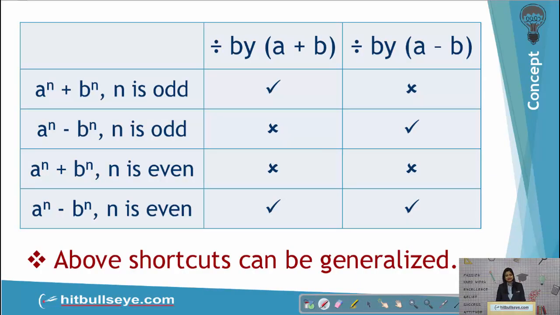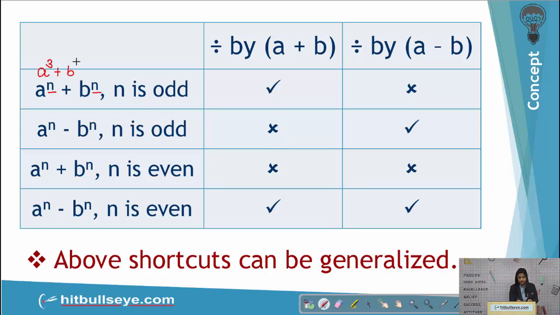Now we will discuss a new type of divisibility questions. Before starting questions, let us see the shortcuts. It says that a raised to power n plus b raised to power n, if n is odd, it will be divisible by a plus b, but it will not be divisible by a minus b. Let us take an example. Since we need n as an odd number, let it be 3.